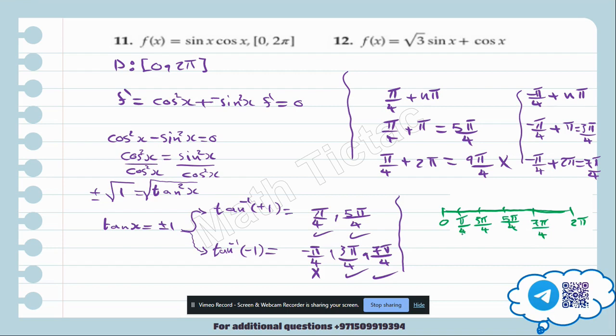Now we have to substitute. By the way, this is in degrees. If you would like to substitute in your calculator, if you would like to convert any angle to degrees, so this is 45 degrees, this is in here 135, and for 5 pi over 4, 225 degrees, and this is 315.